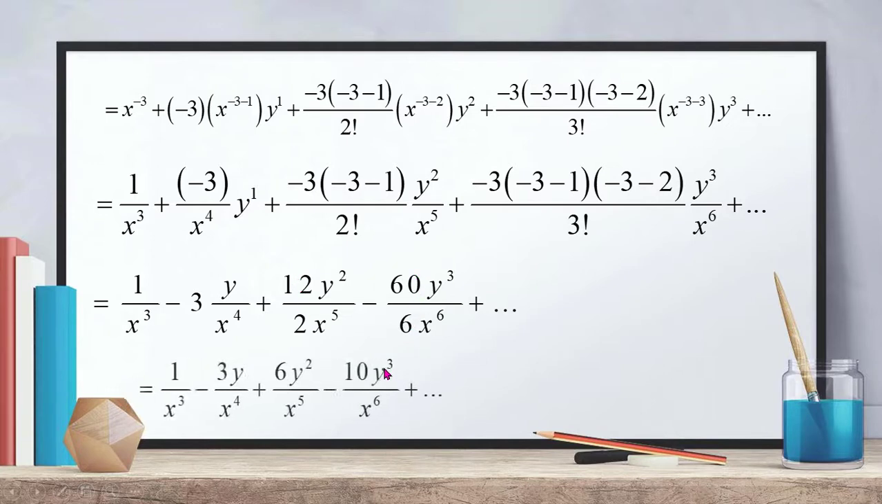Okay, so here we are. If we divide 12 by 2, we simply get 6, and 60 divided by 6 is 10. So here is our series. If we expand x plus y raised to power negative 3, this is what we get. And this is an interesting series because it's making a pattern.